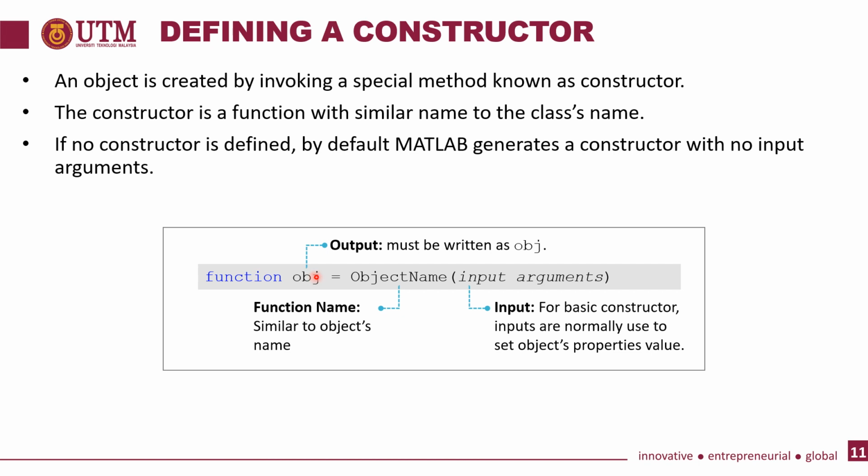It is actually an object: function obj equals the class name. The name of your function must be similar to the class name. In the previous example, the class name is myRectangle, so you must put myRectangle here. And this is the input argument. Input arguments are for a basic constructor. Inputs are normally used to set the object's property values. So basically, the input arguments here are used for you to set the object's properties. Let's take a look at an example.